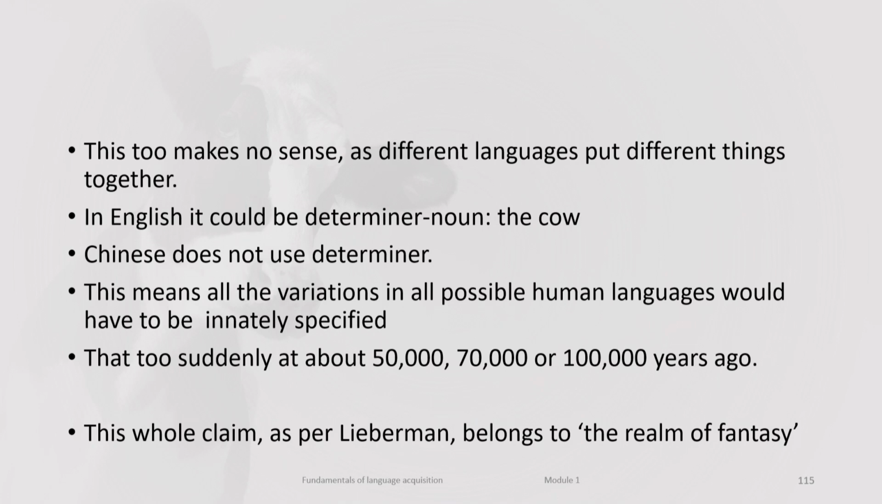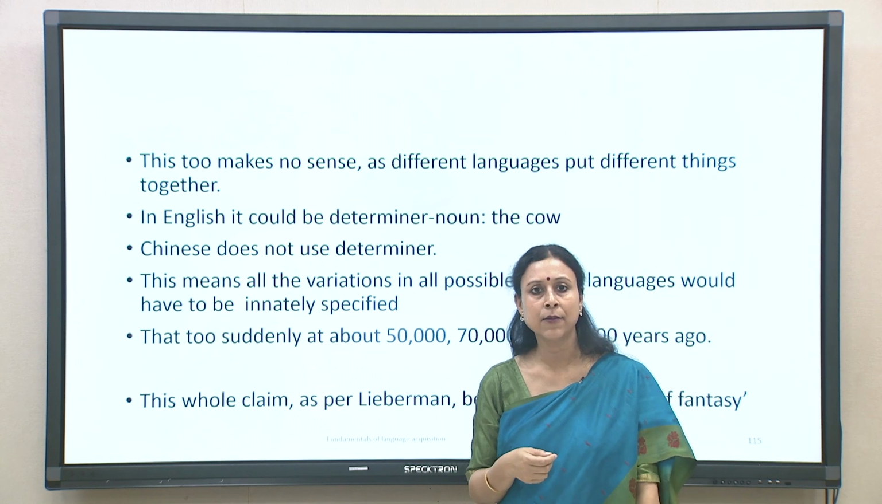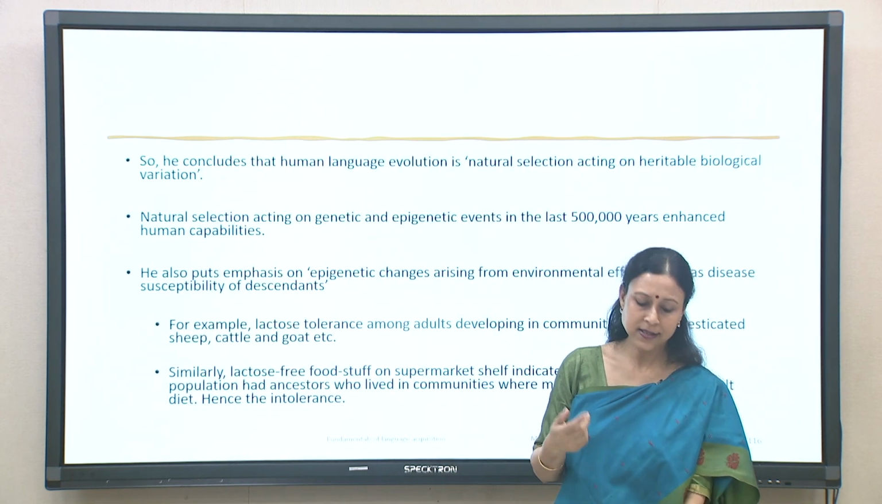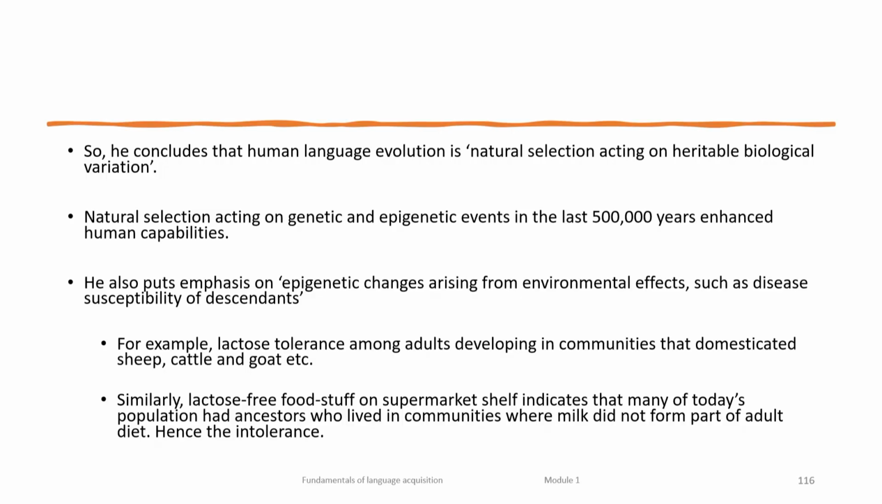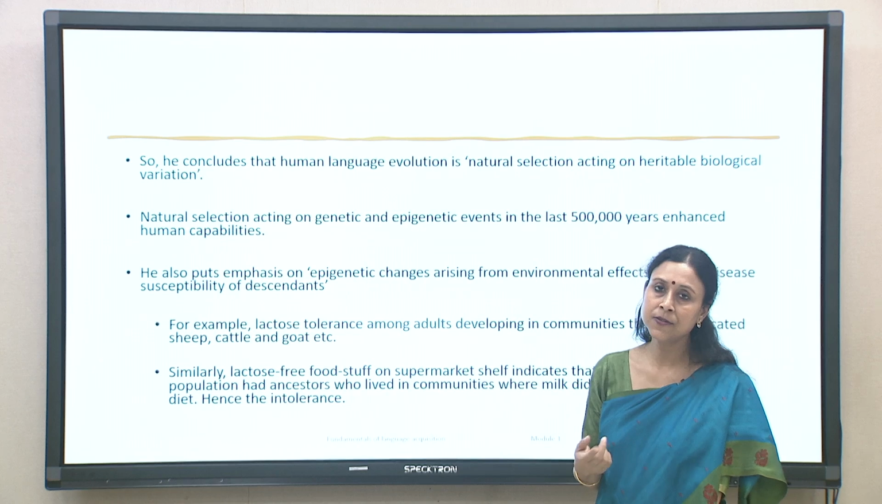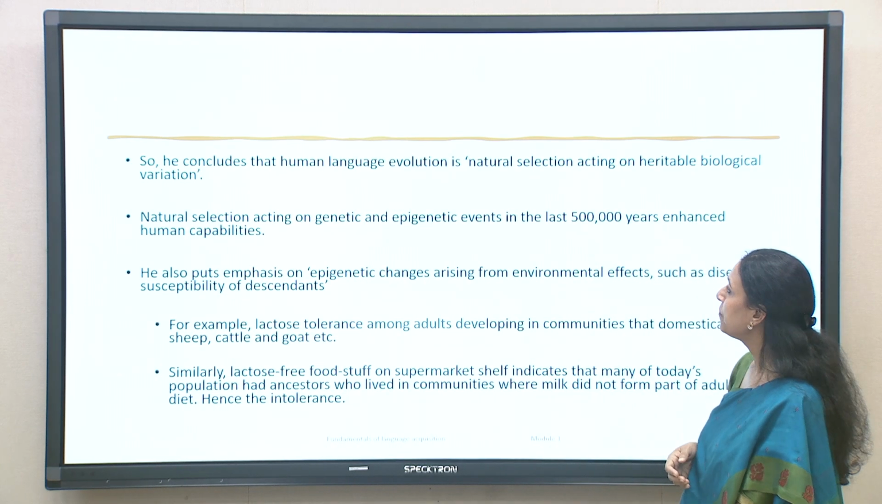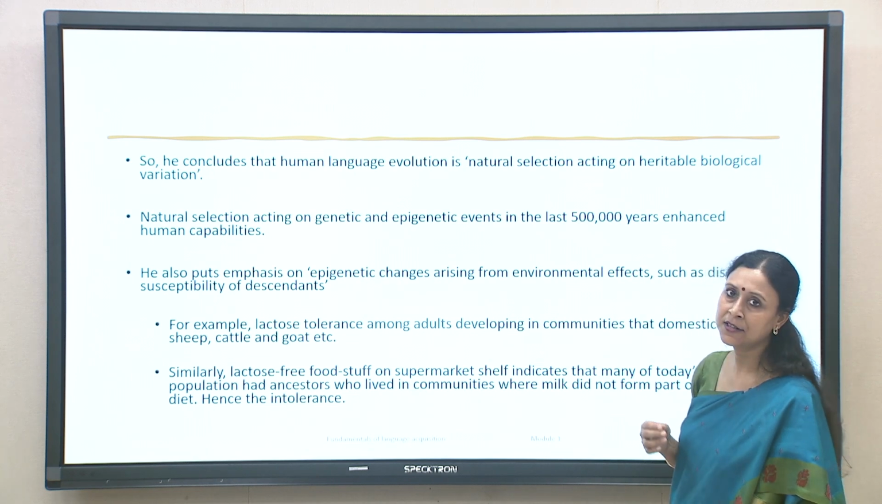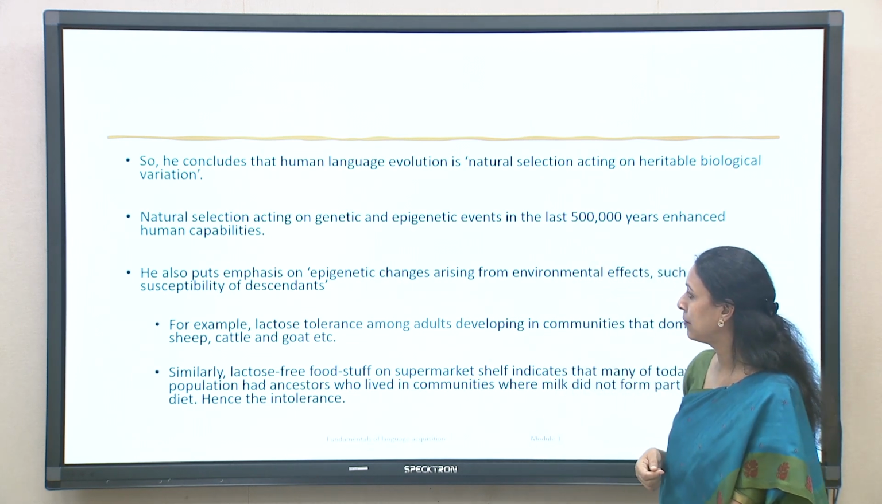So, you see how we go back and forth between the various theorists, various scholars, with respect to the various kinds of biological markers and how they have been debating the same thing. So, he concludes that human language evolution is natural selection acting on heritable biological variation. Biological variations came first, and then that was inherited, and that is how gradually this happened. Natural selection acted upon that, and that is how language came into being.